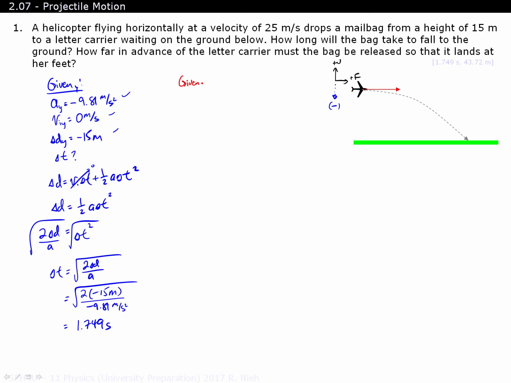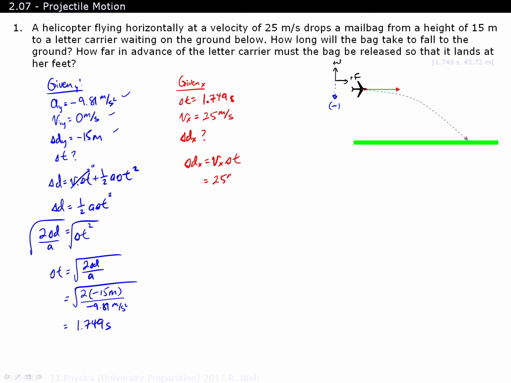So our givens in our x dimension are as follows. Delta t is equal to our just calculated 1.749 seconds. Our Vx was given in the problem, where the helicopter is traveling at 25 meters per second in the forwards direction. So to figure out the horizontal displacement that the parcel will travel, that is equal to this formula here. D is equal to V delta t. Remember that velocity doesn't change, and that's why we're using this simple formula.